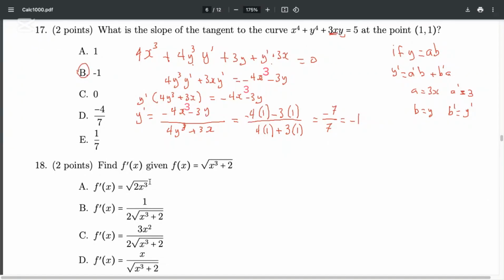Now find f prime of x when given f of x equals the square root of x cubed plus 2. So this has the chain rule written all over it. But before we do that, we have to change the radical to exponential form. So we're going to make this equal (x cubed plus 2) to the power of 1/2. And now we can start taking the derivative. So f prime of x, and we're going to work from here.